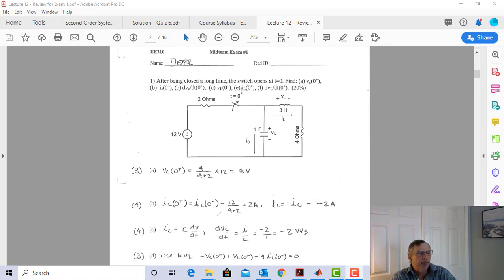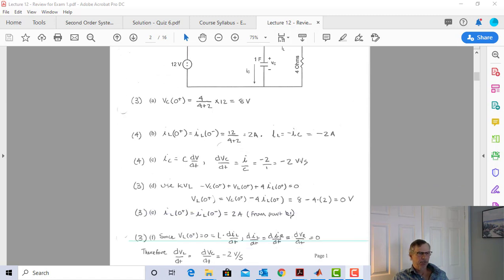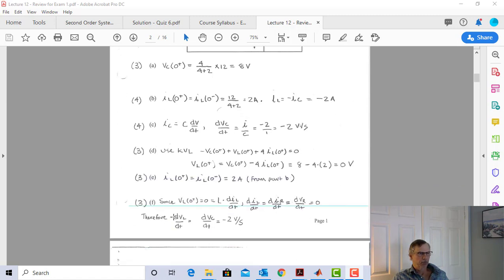So I sub L at 0 plus, that's going to be the same as I sub L at 0 minus. And that was minus 2 amps, so we're going to come down here and we're going to put our 2 amps right here.